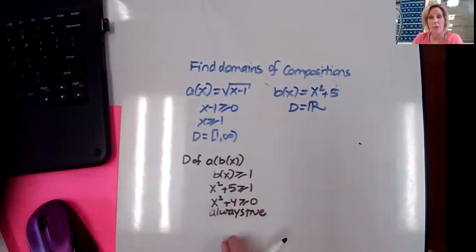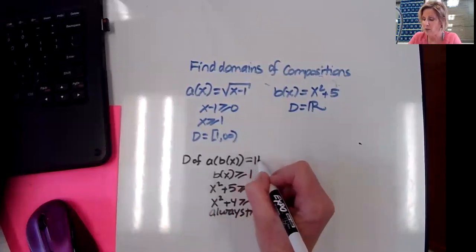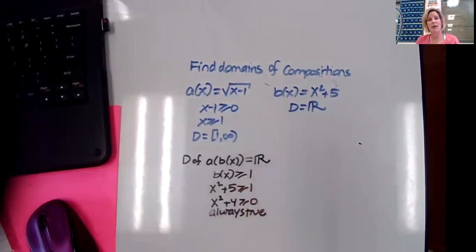Therefore, I had no problems plugging into b of x, and nothing that I get out of b of x is a problem when I plug it into a of x. So that was kind of a surprise. The domain of a of b of x is all real numbers.